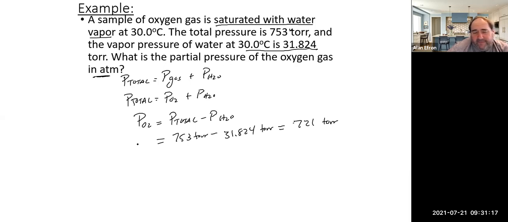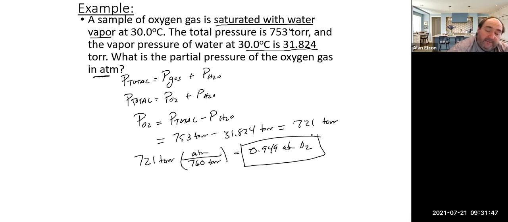It does want it in atmospheres, so we do need to do a little conversion here. 721 torr. Remember, 760 is our conversion factor. So we'll divide that by 760, and it looks like we end up with 0.949 atmospheres of O2. And again, that would be referred to a lot of times in the laboratories as the pressure of the dry gas, because we got rid of the water component.